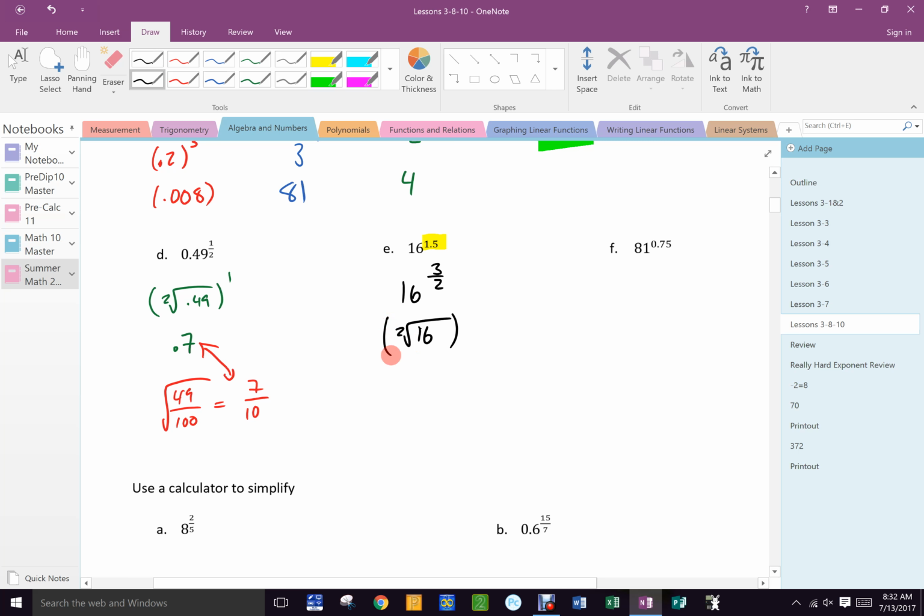Okay. So square root of what? 16 to what power? 3. What's the square root of 16? 4 to the third power, which is 64. Huda? Great. What about this one?